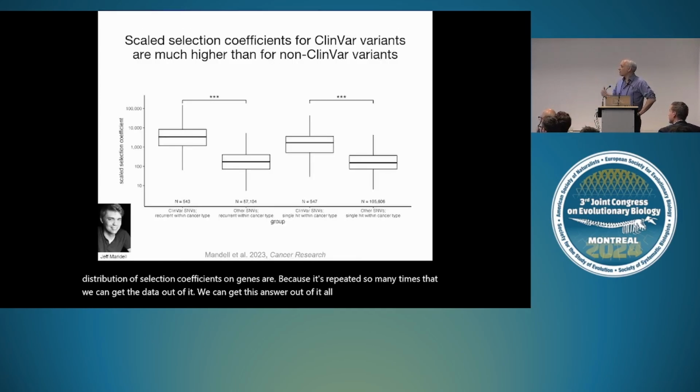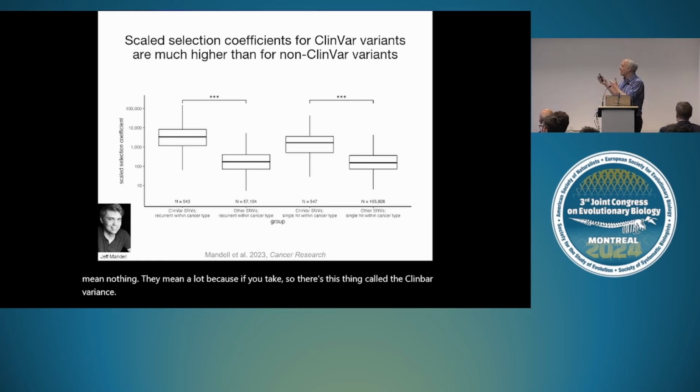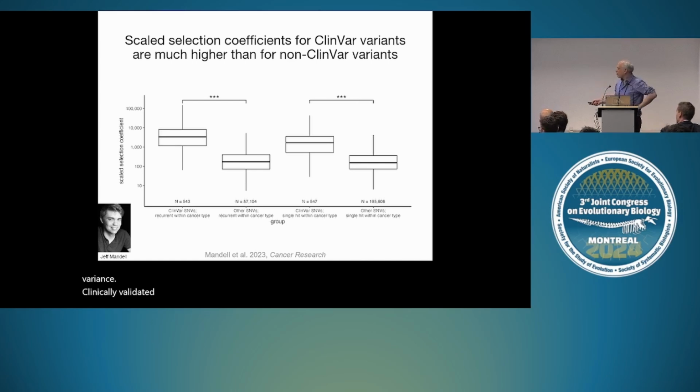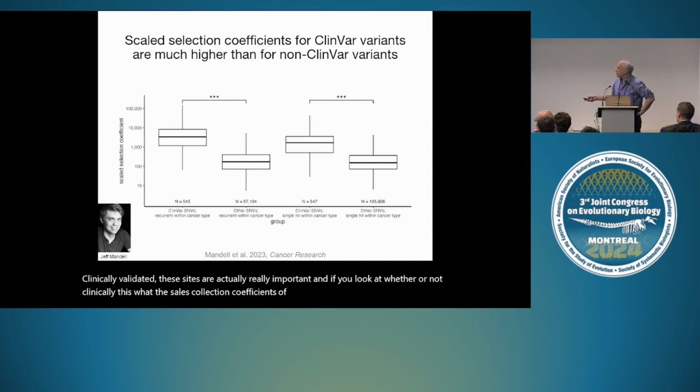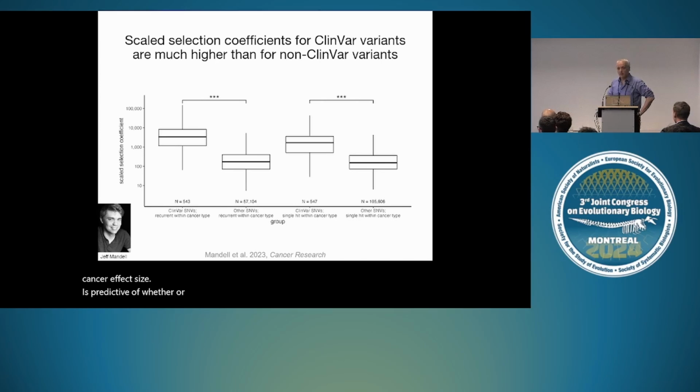All right, and these don't mean nothing. They mean a lot, because there's this thing called the ClinVar variants, which are clinically validated. These sites are actually really important. And if you look at the scaled selection coefficients of clinically validated ones versus ones that are not clinically validated, this is clinically validated, not clinically validated. In the case of recurrent SNVs or single mutations that we only see once in the cancer data, either way, the cancer effect size is predictive of whether or not it's a ClinVar variant, meaning it's associated with that.